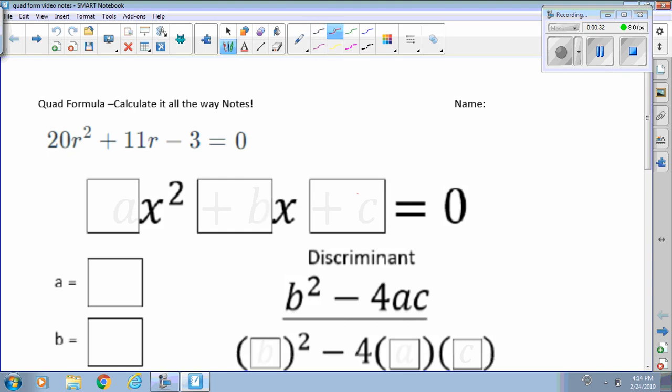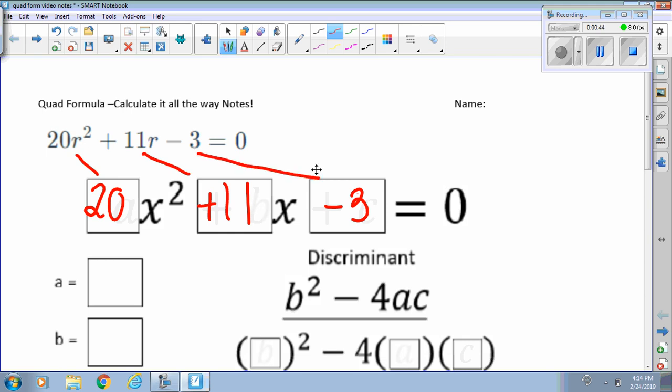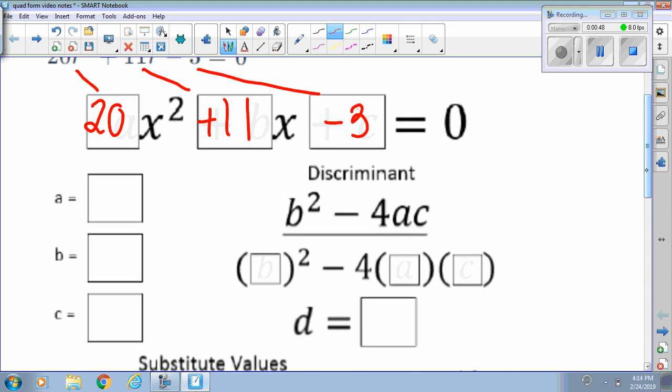So the first thing you're going to do is fill out your boxes. So I know r squared, so that's 20, 11, and negative 3. You can go ahead and put plus. I'm going to fill out my A, B, and C. My A is always the first term, so 20. B is always the second number, and C is always the end. Make sure you grab your negative signs. So I have my A, B, and C.